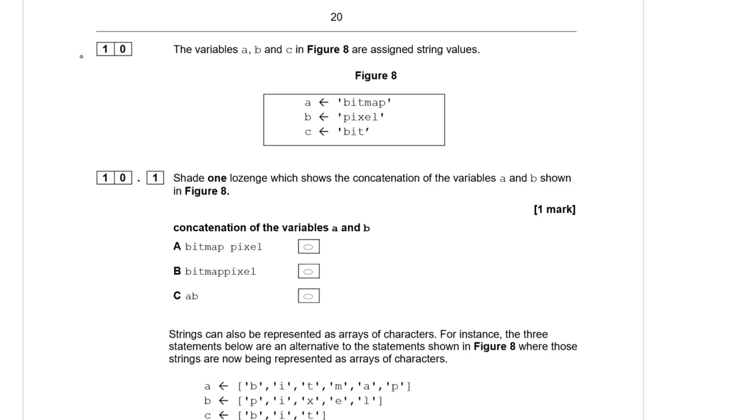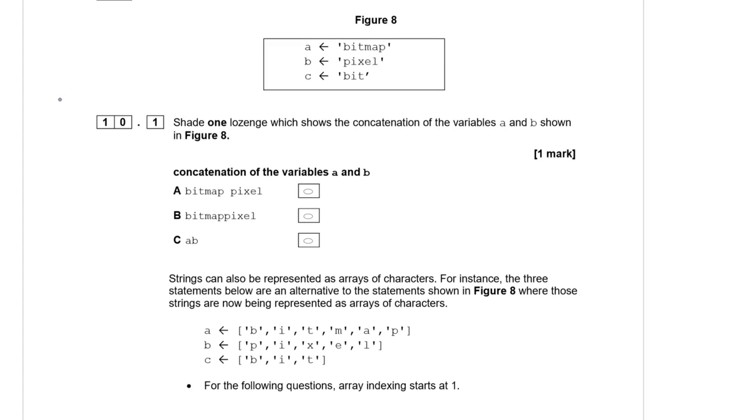We have three variables A, B and C, and they're assigned string values, bitmap, pixel and bit, and we have to show the logic which shows the concatenation of variables A and B. Concatenation is often represented or overloaded with the operator plus, i.e. add, because really you're adding two strings together, putting them together. And first of all, space is a character in ASCII. It's got its own character code, so you can have a string that's just a space, so that's not going to be true.